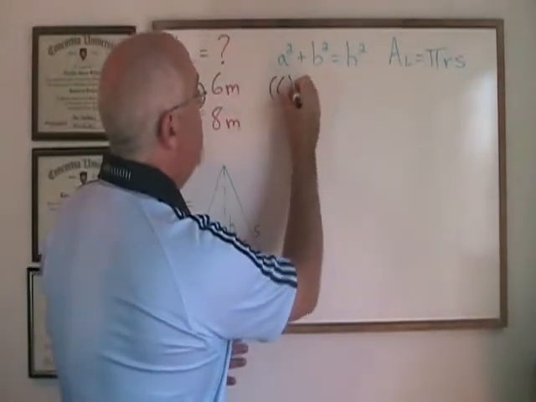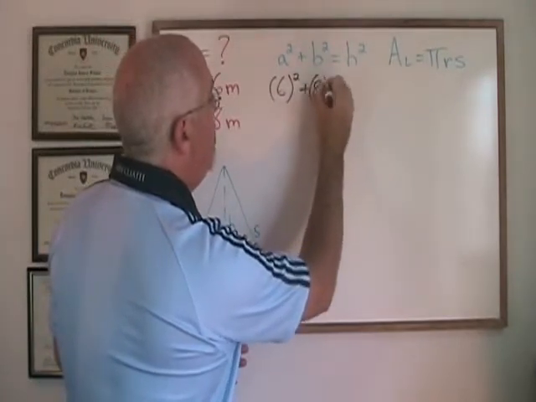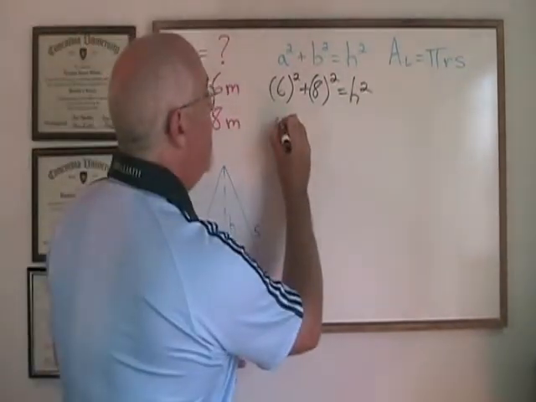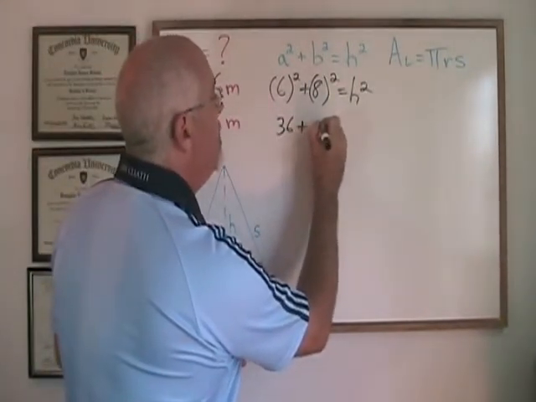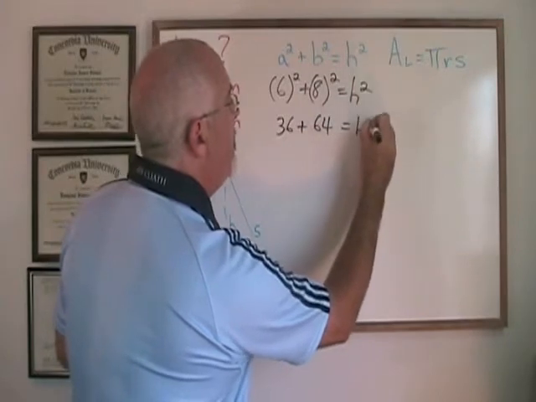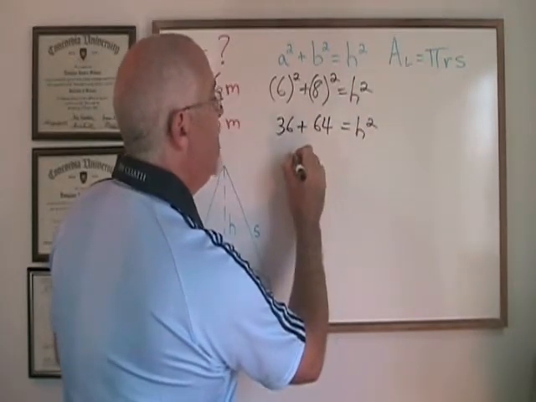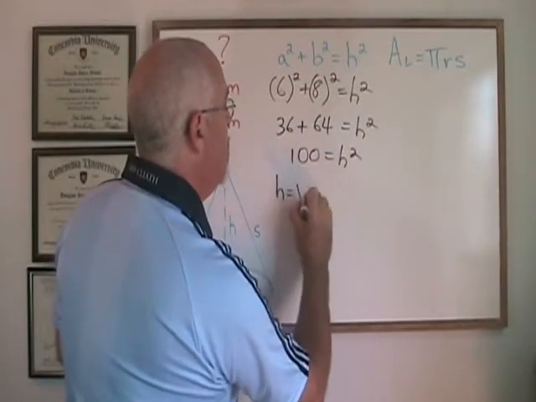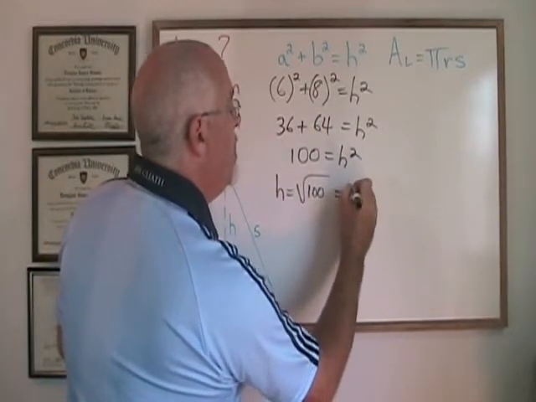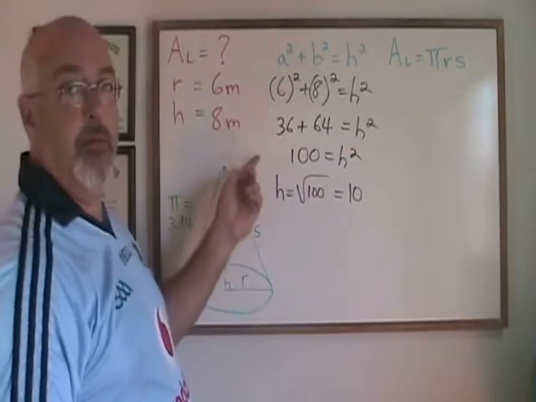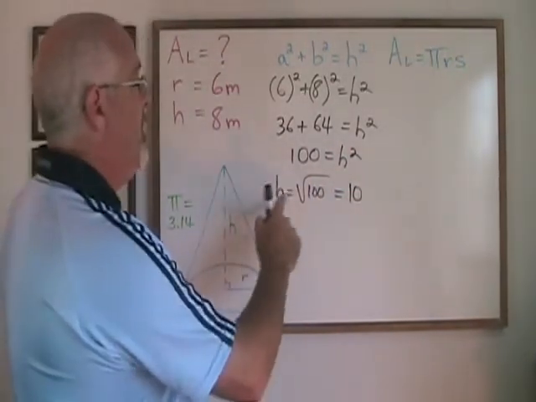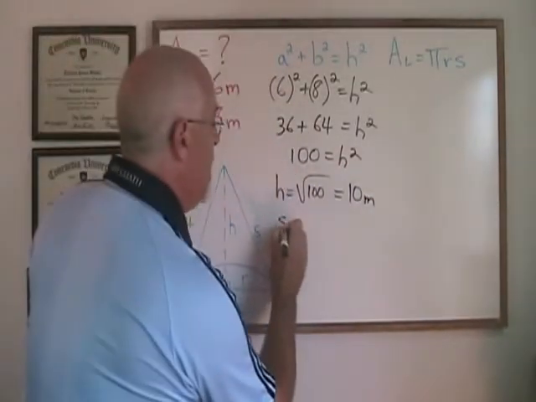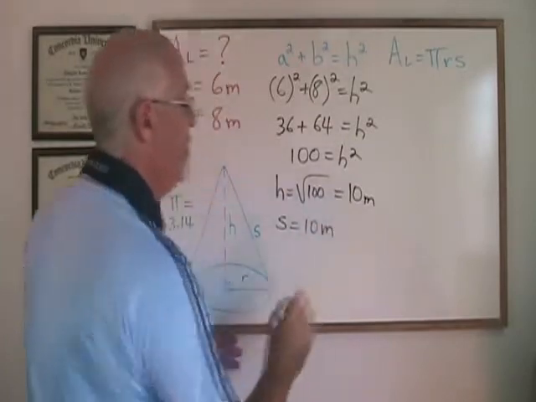So I plug these in, and we will solve for the hypotenuse. 6 squared is 36, 8 squared is 64. So 36 plus 64 is 100. And therefore h is equal to the square root of 100, which is 10. And because we were dealing with meters for our distances, the hypotenuse of this right triangle is 10 meters in length. That means our slant height is 10 meters.